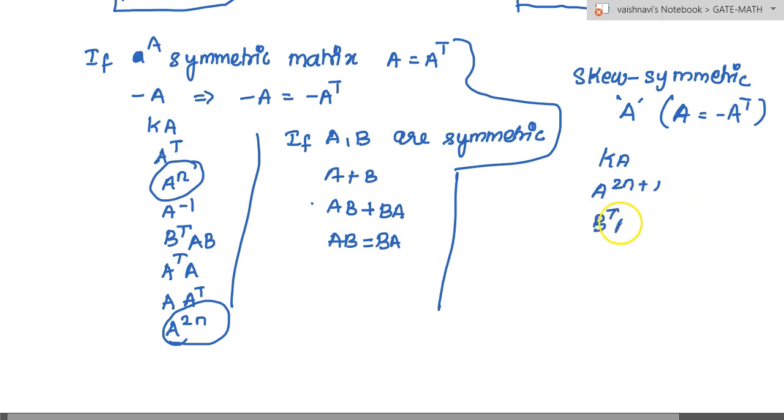B transpose AB. If A and B both are skew symmetric matrices, then AB minus BA will be skew symmetric. Here AB plus BA is symmetric. Next, A minus A transpose will also be skew symmetric. Then it means here A plus A transpose will be symmetric.